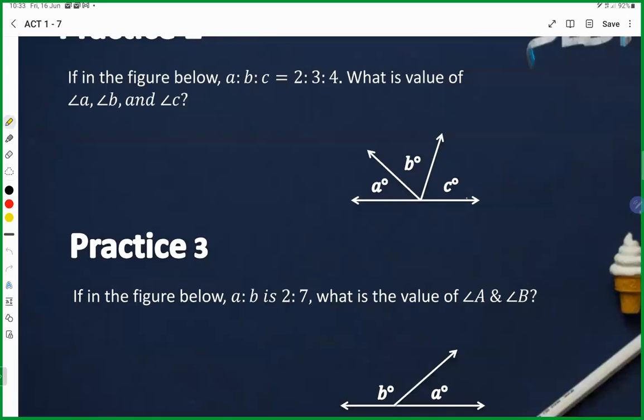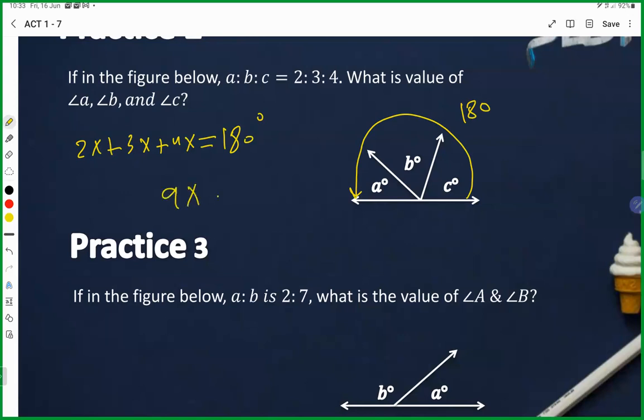So I know from the ratio that these angles together make a straight line angle, and that's equal to 180. So in this case, 2x plus 3x plus 4x equals how much? 180. 2 plus 3 is 5, plus 4, 9x is equal to 180, and after solving that, x equals 20.